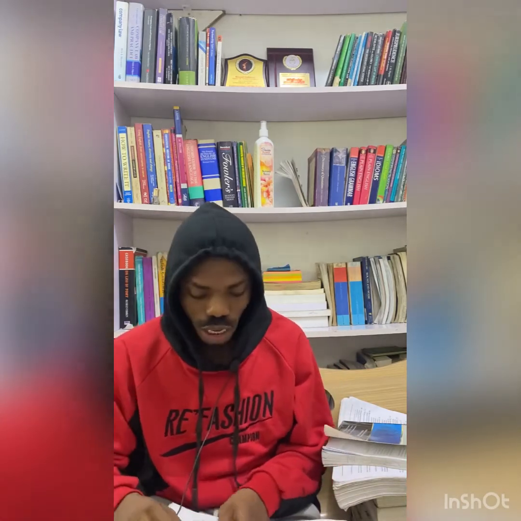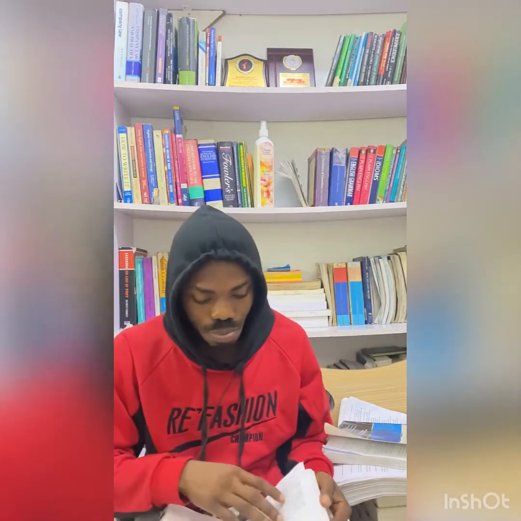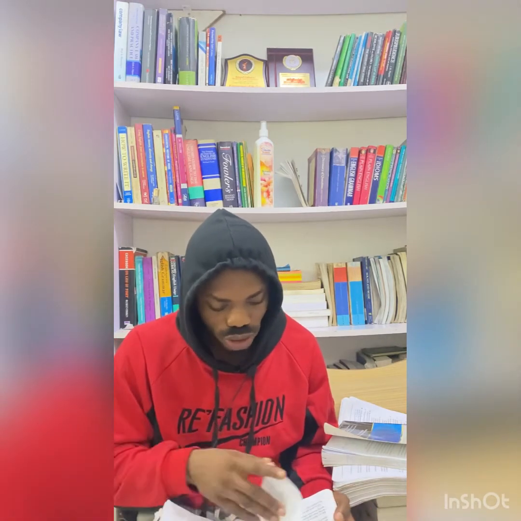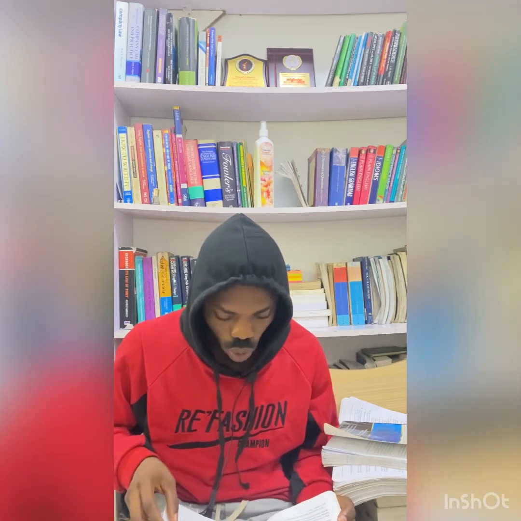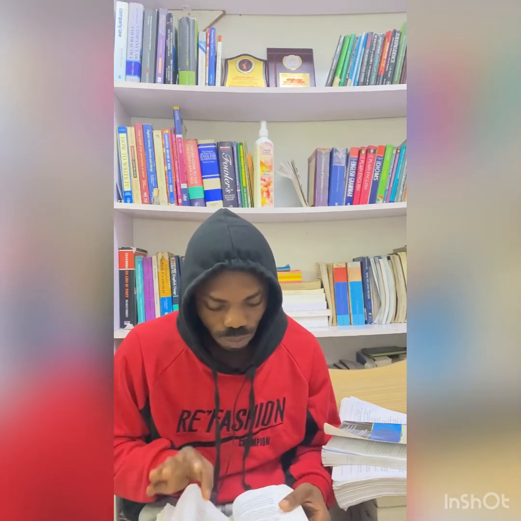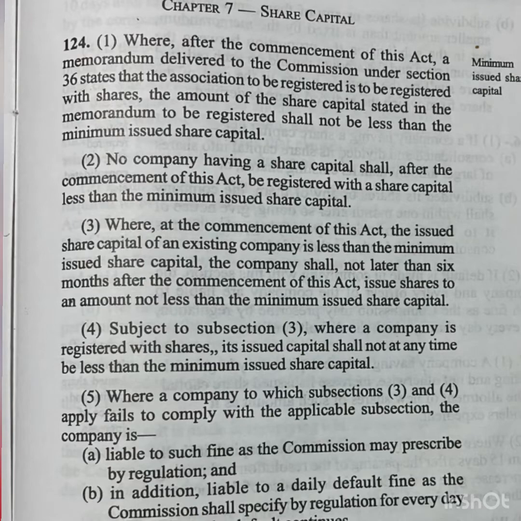But then the question is, what about a situation in Nigeria? What if the company's legal capital or share capital is below the minimum issued share capital? What does the law provide for in this particular case? When one considers the provisions of section 124 of CAMA 2020, you find that in subsection 2, it says, no company having a share capital shall, after the commencement of this Act, be registered with a share capital less than the minimum issued share capital.